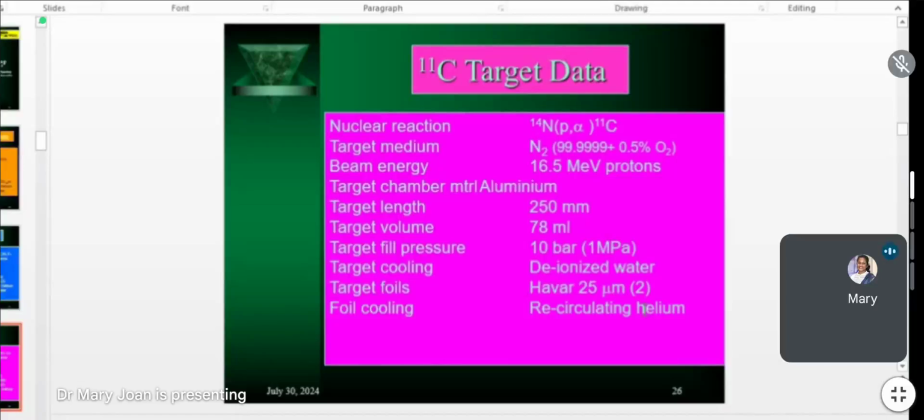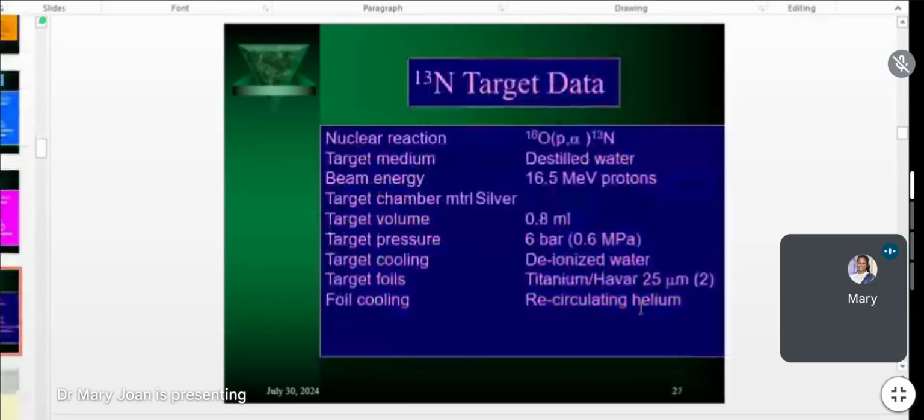And in carbon 11 production, we use nitrogen 14, which undergoes a proton alpha reaction to produce C11. So the nitrogen gas is bombarded with 16.5 MeV protons, and the target length is 250 mm, target volume is 78 ml, target fill pressure is 10 bar, and target cooling is by deionized water. Target foils are 25 micrometer, two numbers, and foil cooling is by recirculating helium.